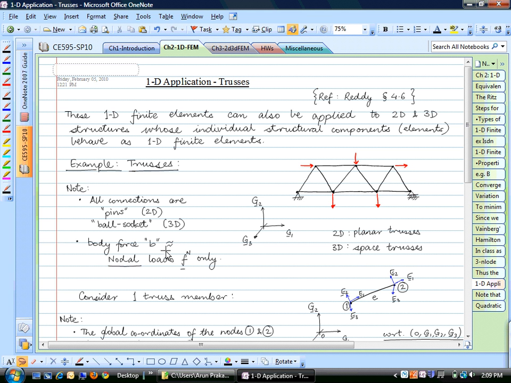Another thing to point out here is the body force. So what do you think? If you have a real truss, is the body force on a real life truss 0?